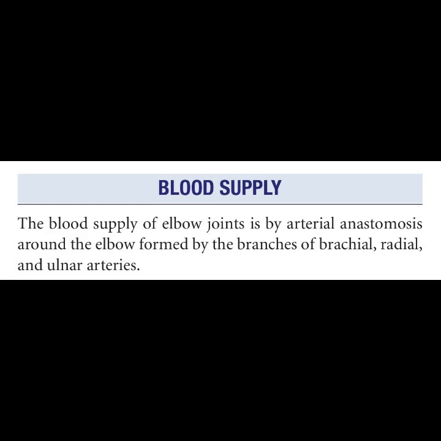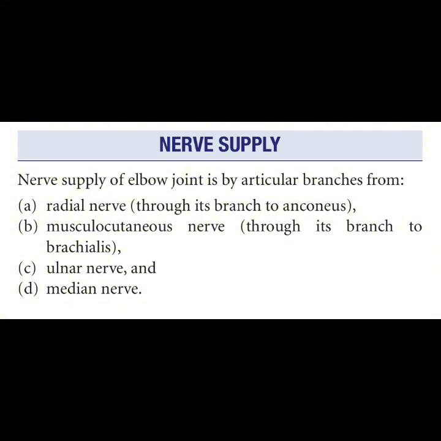So now the nerve supply here. What is the nerve supply? Any nerve that passes through any joint gives a supply to that joint. So the first one we're talking about is the radial nerve. The radial nerve passes and goes posteriorly, so it gives a branch to there.